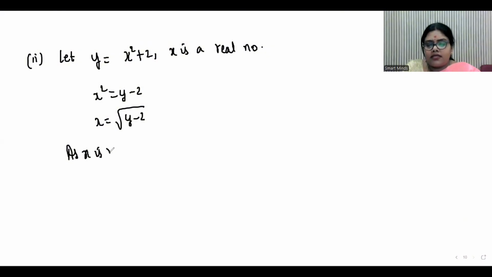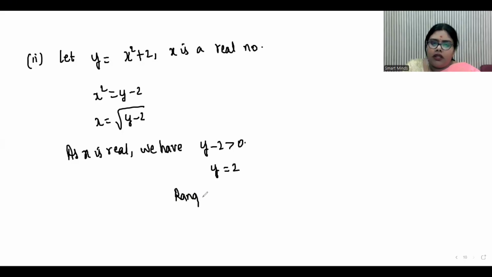Now as x is real, what do we have? How do we find domain of a square root? Within the square root, whatever you have, we take greater than 0. So we have y minus 2 greater than 0. So y is greater than 2. So what is range? Range is from 2 to infinity, excluding 2 because here you don't have equal to sign.